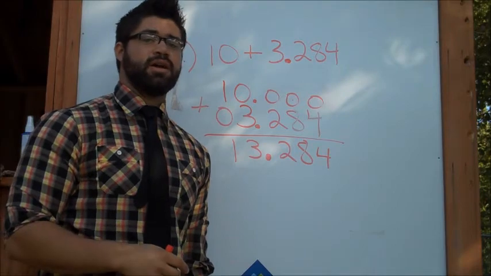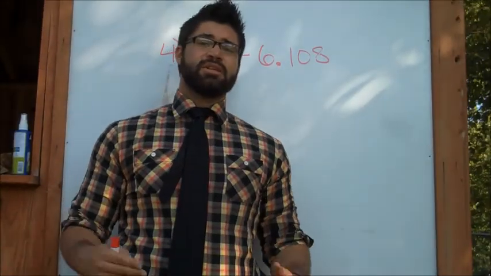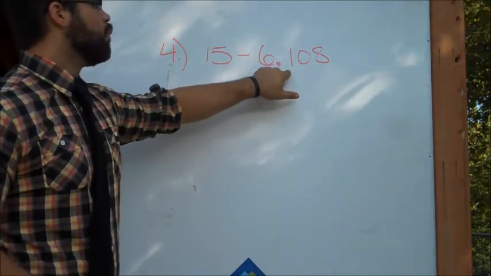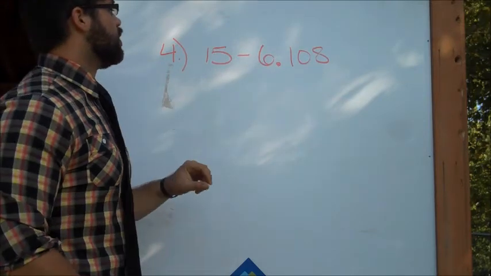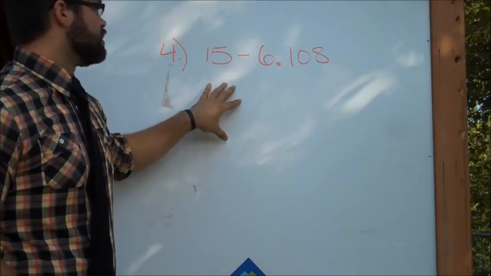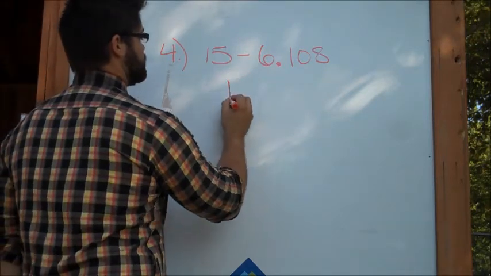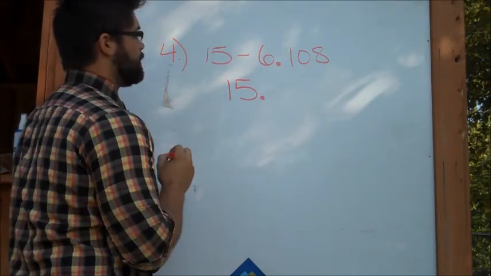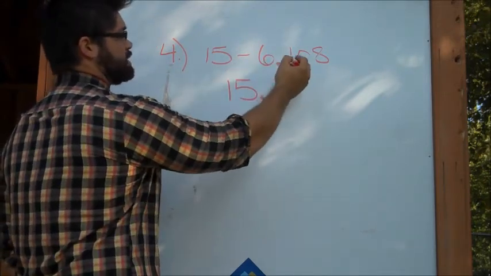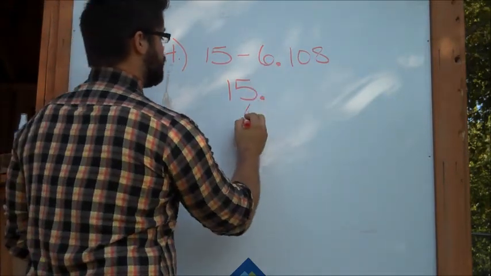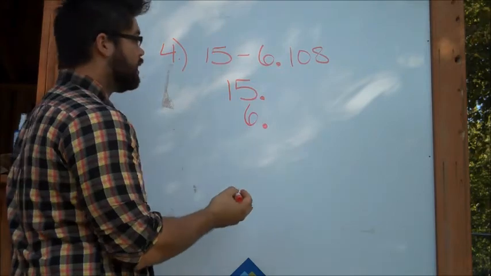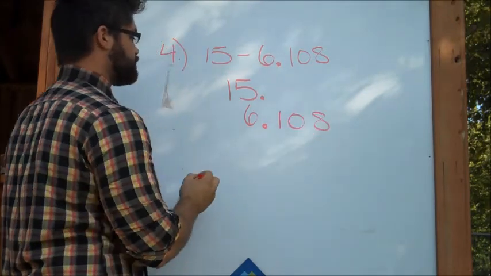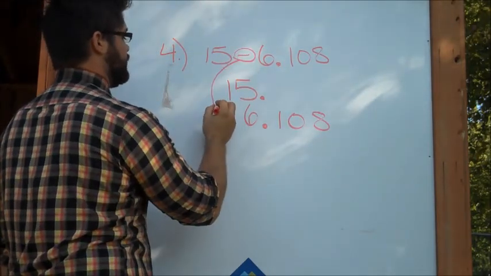So let's look at number 4 together and see if we can figure it out with subtraction. Here's number 4. If you can handle number 4, you can handle anything. So here we go. We have 15 minus 6 and 108 thousandths. The first thing we need to do is line up the decimals. So when we line them up, we know that there's 15, and there's technically a decimal at the end of 15 if that helps us. And now we have to line up 6 and 108 thousandths. So we put the 6 in the ones because that's where it is, and we line them up and we have 1, 0, 8. Remember we have subtraction, so we're going to go ahead and bring that down as well.